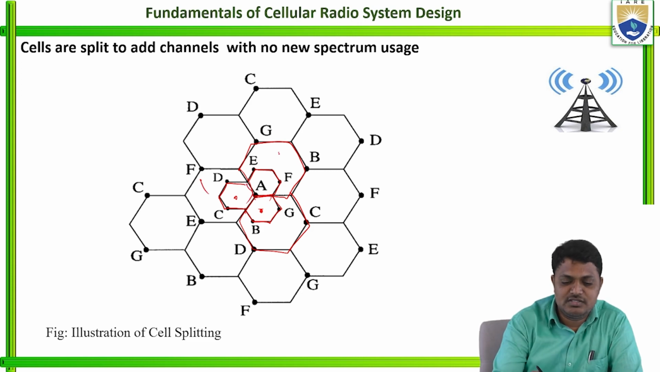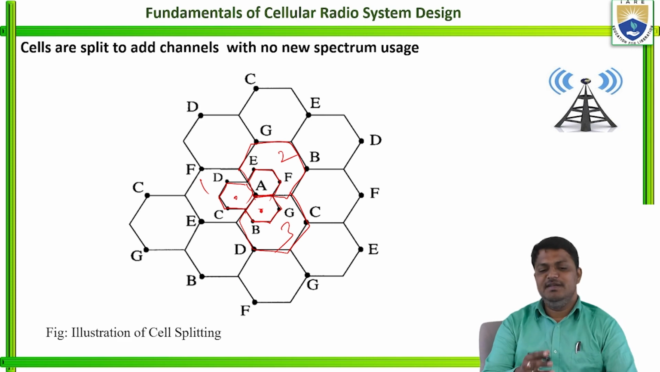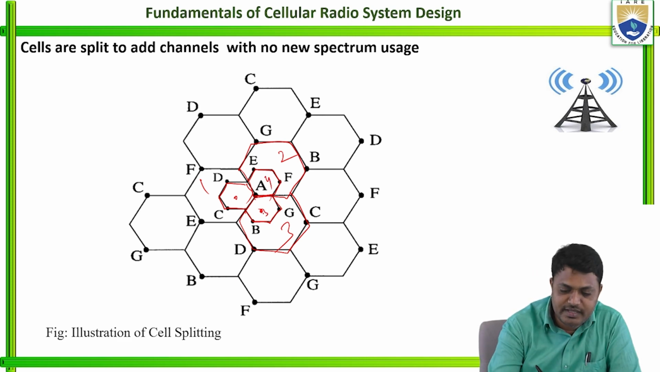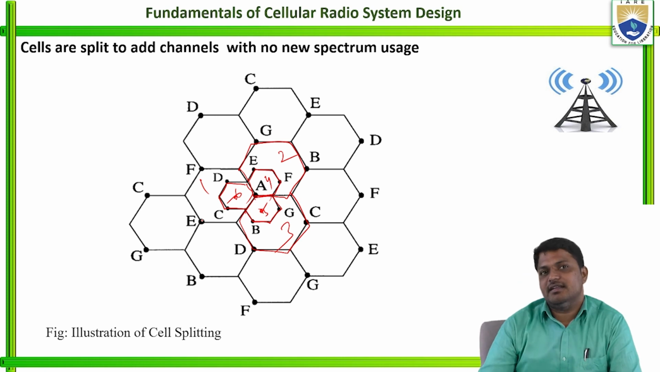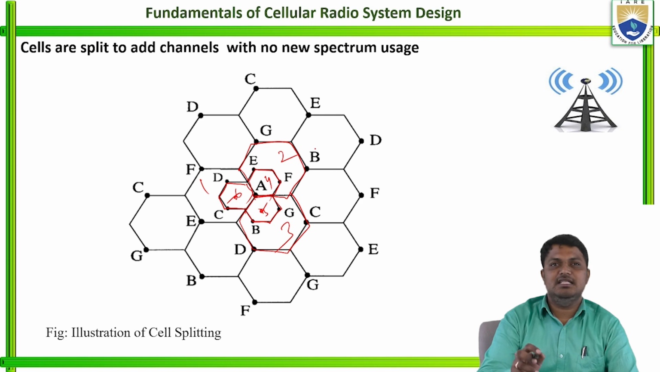So here 1, 2, 3. So 3 cells are there. These cells are again split into 4, 5 and 6. 3 more cells are added here, splitting. That is nothing but the large cell being divided into small cells. That is the cell splitting process.